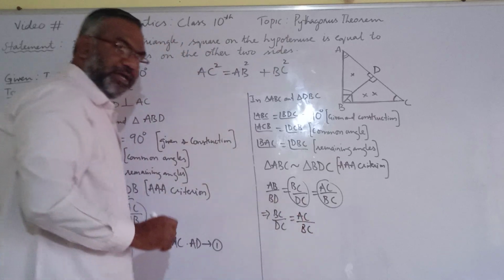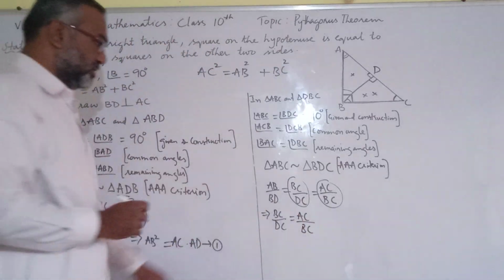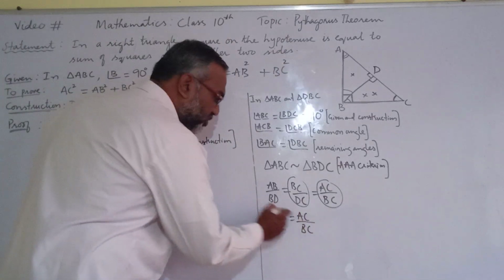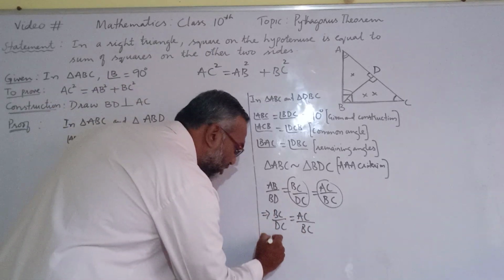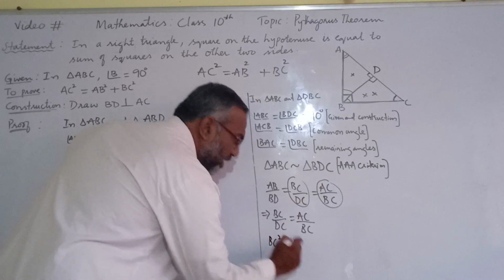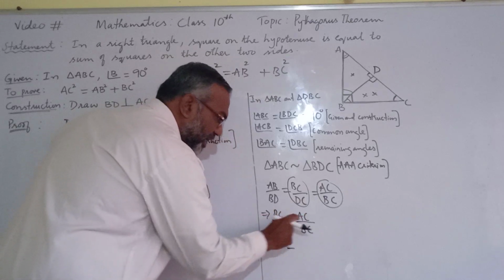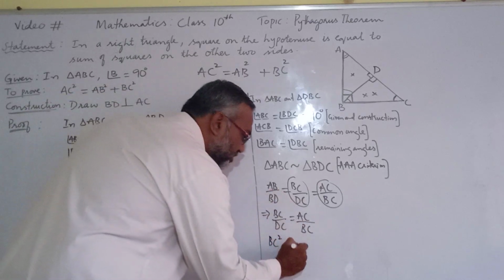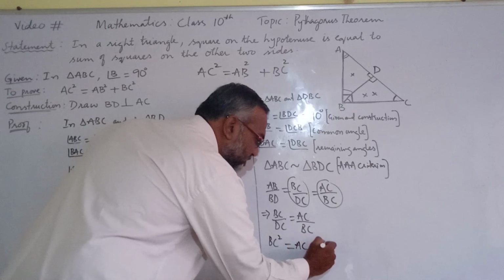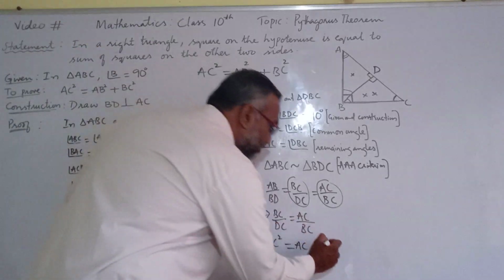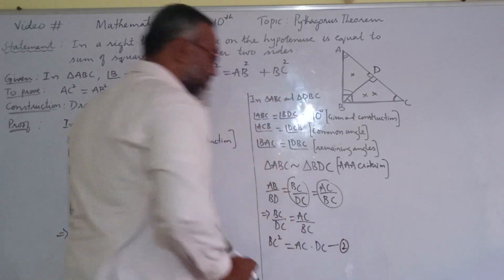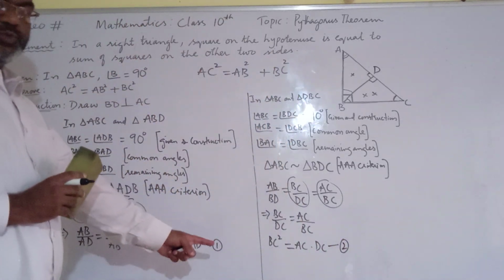Now cross multiply again, as we did here. When you cross multiply, BC will multiply with BC. BC into BC will become BC square. And here AC will multiply with DC, so it becomes AC into DC. We got this. Right. This is equation number 2. Take this as equation number 2.